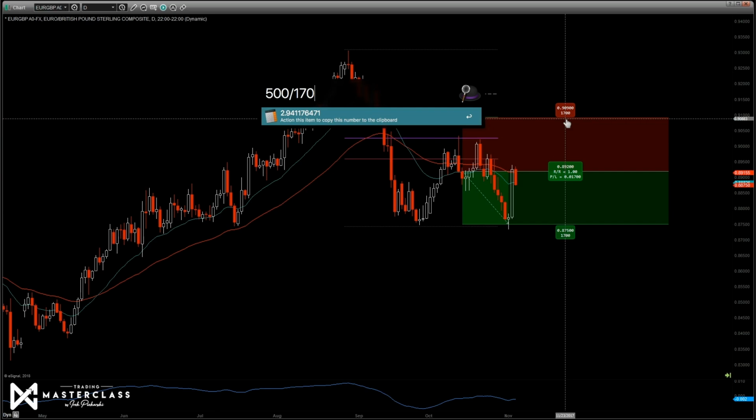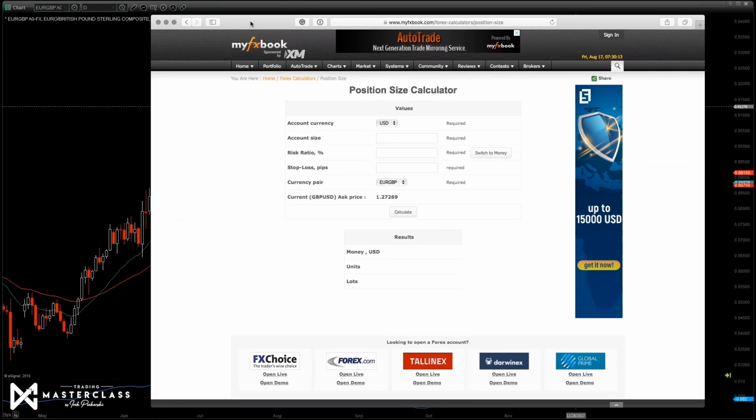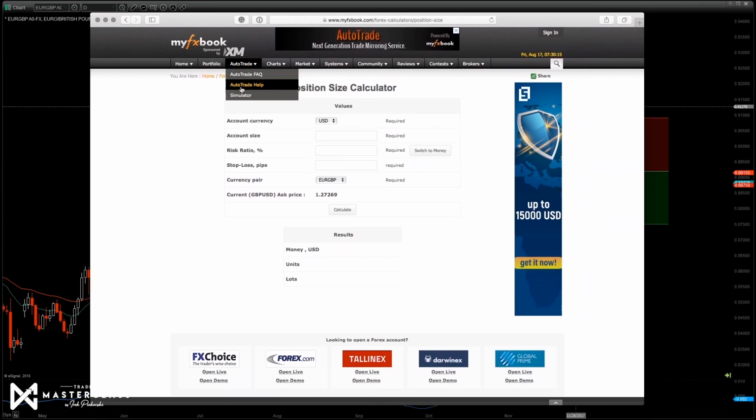But now that you know the pip value, $3 per pip, you size your position based on $3 a pip. Or a simpler way is to use a calculator. By using a calculator, you can just go on Google and search position size calculator. If you search position size calculator in Google, you're going to get a bunch of calculators that will calculate the position size for you.